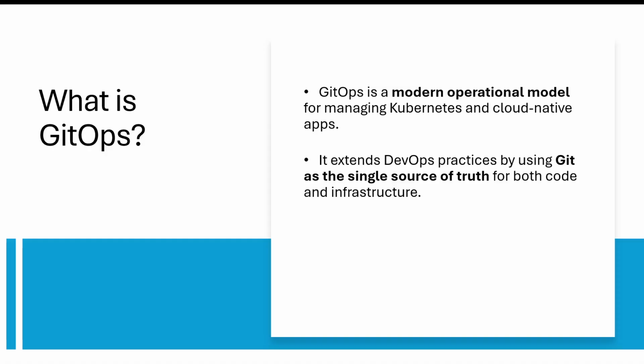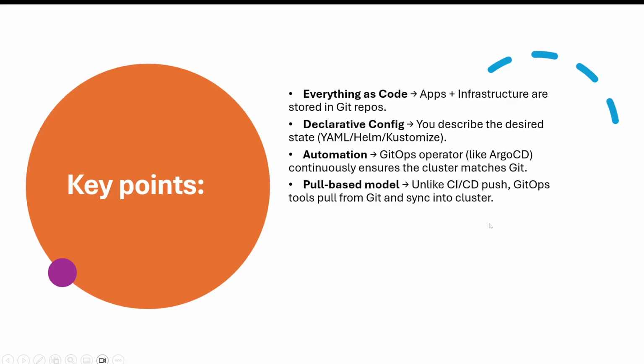Whatever changes we make in the Git repositories, it will try to sync those changes, and it will maintain it as a single source of truth. It extends DevOps practices by using Git as a single source of truth for both code and infrastructure. Even for your infrastructure, or in case you are using some application code, it will consider Git as a single source of truth. So what are the main things? Here everything is maintained as code. Whether it is applications or infrastructure, everything is stored in Git repos.